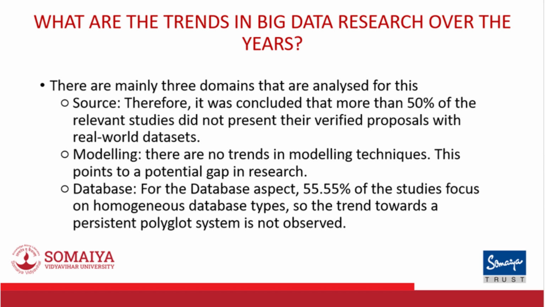What are the trends in big data research over the years? There are mainly three domains that analyzed this. Number 1, source. It was concluded that more than 50% of the relevant studies did not present their verified proposals with real-world datasets. Number 2, modeling. There are no trends as such in modeling techniques. This points to a potential gap in research.